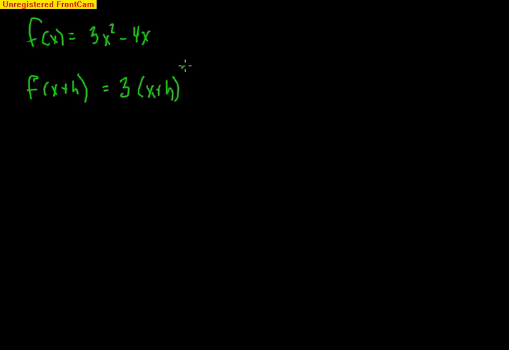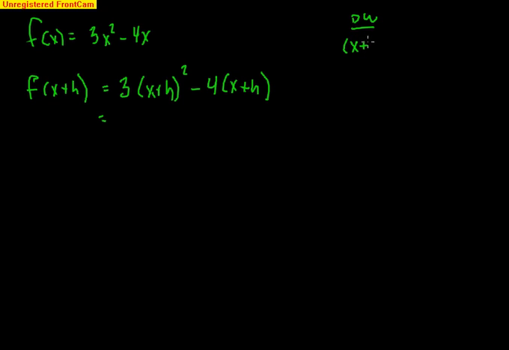Let's take a look at a slightly more complicated one that's going to involve a little bit more work. It's 3x squared minus 4x. All right, so I'm going to start off with finding f of x plus h. That literally means just instead of x, use an x plus h. So I got 3 times x plus h squared minus 4 times x plus h. I have to do some squaring first. Let's see, I'm going to do my dirty work over here.